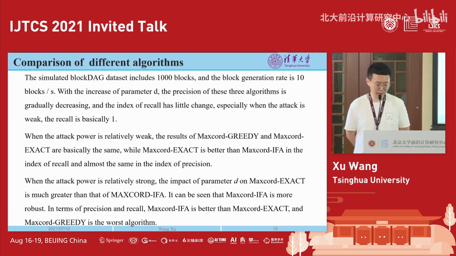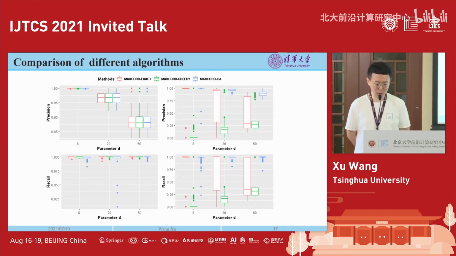As for the case with strong attack power, the impact of parameter d on MaxClique-exact is much greater than that on MaxClique-RFA. It can be said that MaxClique-RFA is more robust. In terms of precision and recall, MaxClique-RFA is better than MaxClique-exact, and MaxClique-greedy is the worst algorithm. The right side represents the case with strong attack power. We can see that there is much more difference than on the left side.